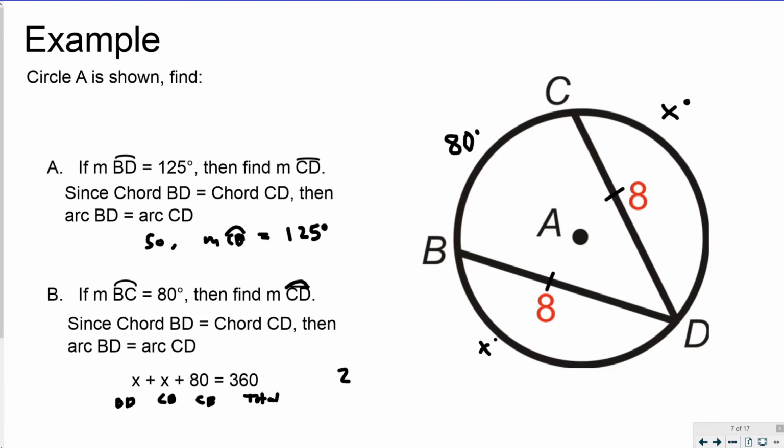So I get 2x plus 80 equals 360. So I'm going to subtract 80 from both sides to get 2x equals 280. And divide by 2 to get x equals 140 degrees. So arc BD and arc CD equal 140 degrees.